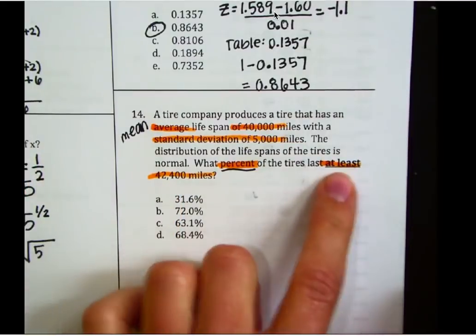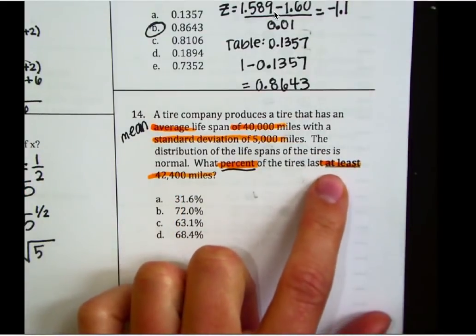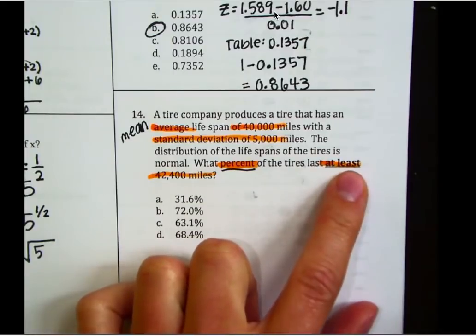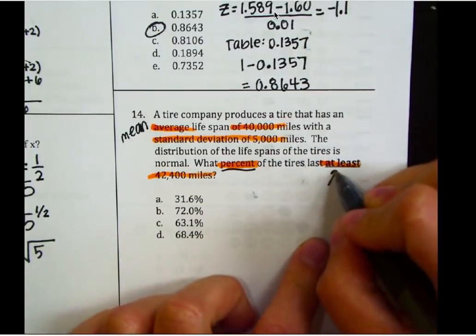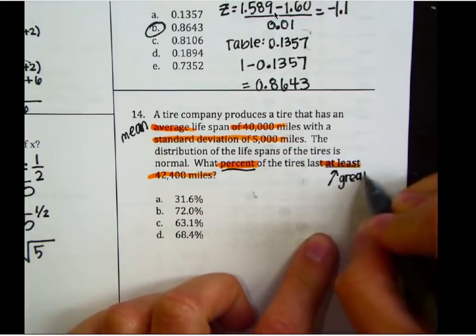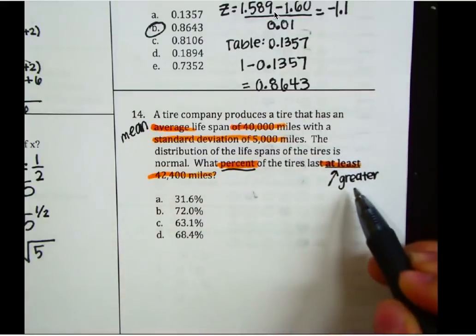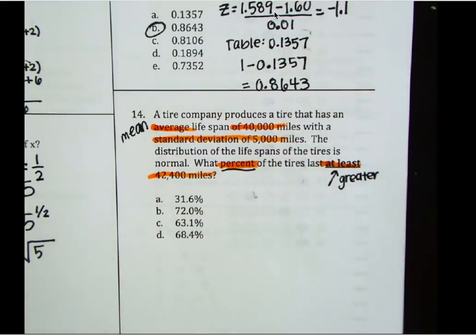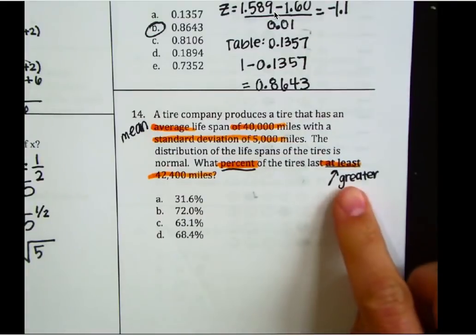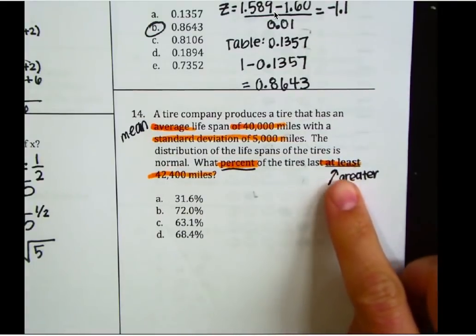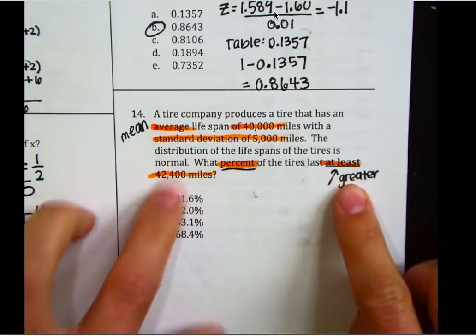So really quick, you guys, at least is kind of tricky because we think it means less than because of the word least, but it actually means greater than. So I always use the example for that when I talk about desks in my classroom. If I have 40 students, I need at least 40 desks in my class. So that means I cannot have less than. It actually means I need greater than or equal to 40. So remember, at least means greater than or equal to.